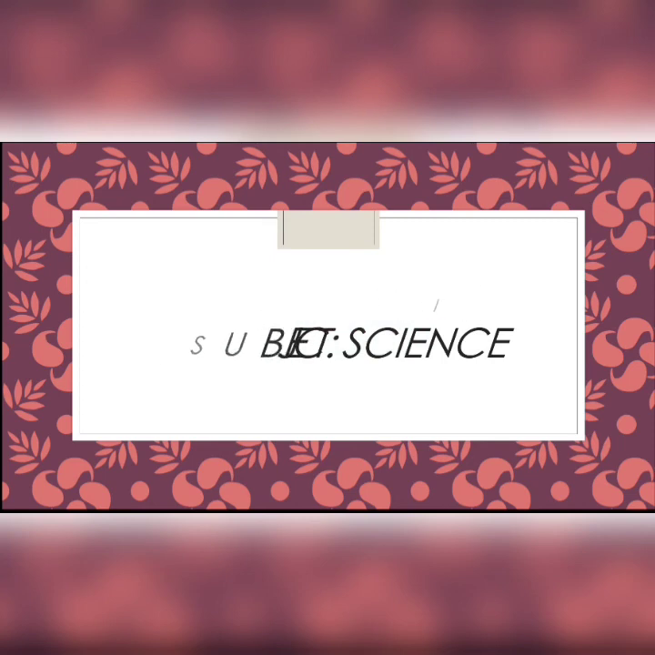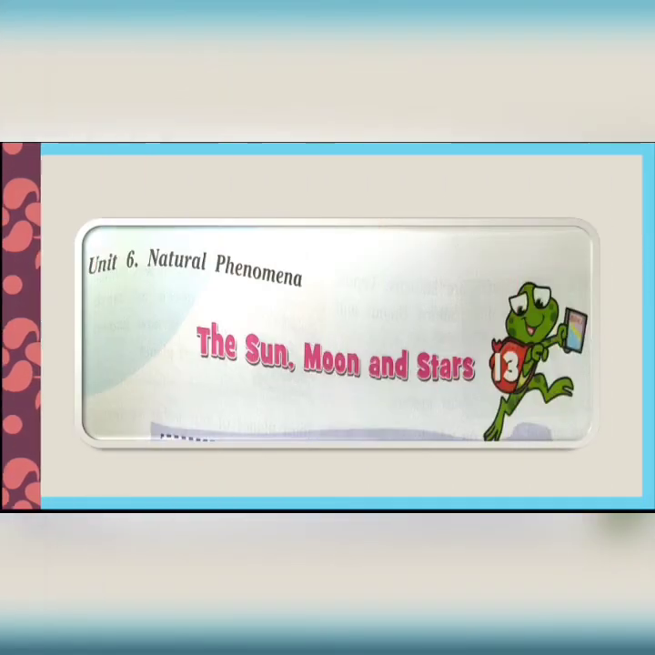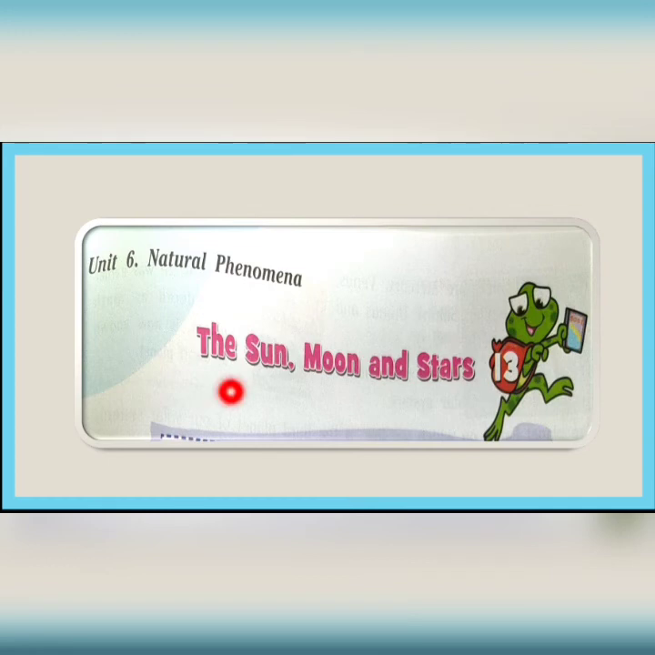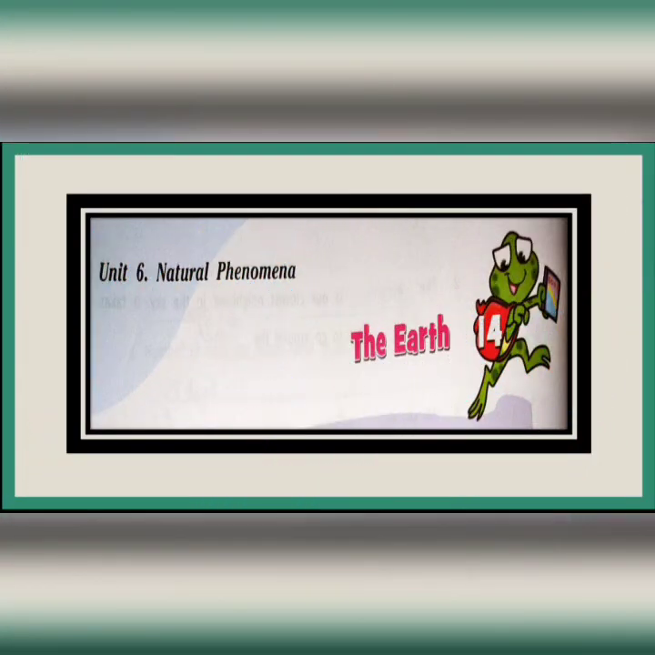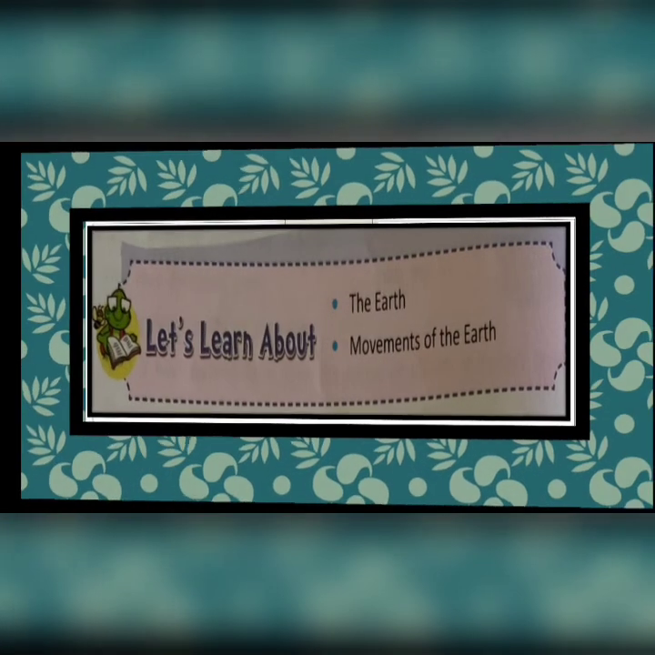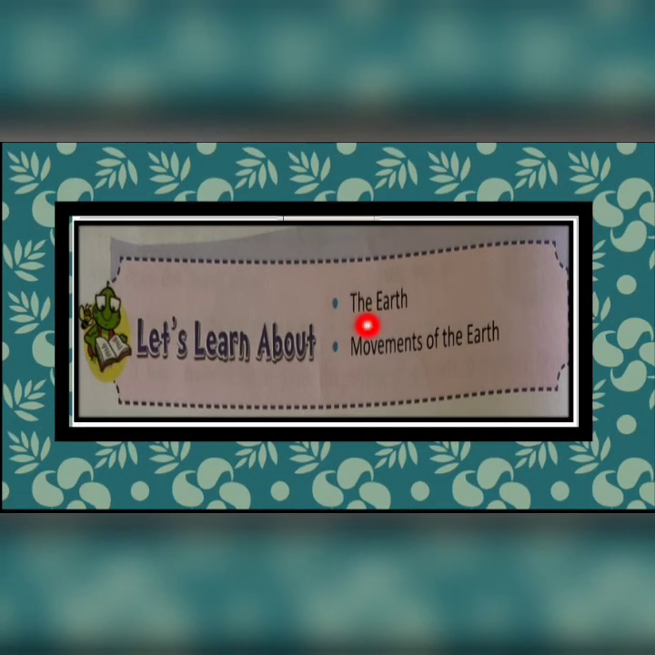In our previous class, the discussion of all the question answers of chapter number 13, the sun, moon and stars, are over. So today we are going to start a new chapter, that is chapter number 14, the earth. It belongs to unit 6, natural phenomena. First, let us know what we will learn from this chapter. We will learn about the earth and also about the movements of the earth.